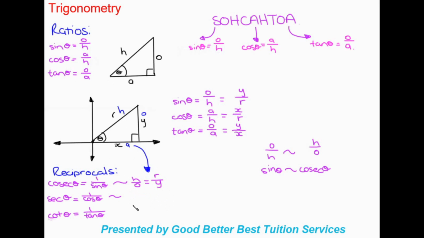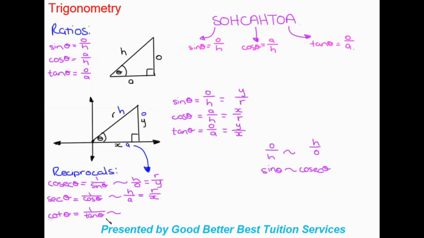So when it comes to one over cos theta, if cos theta was adjacent over hypotenuse, we're going to be looking for hypotenuse over adjacent. Let's go and fetch those values quickly. Our hypotenuse is r, and our adjacent is x. As you can see, we can confirm the x over r, and this is r over x.